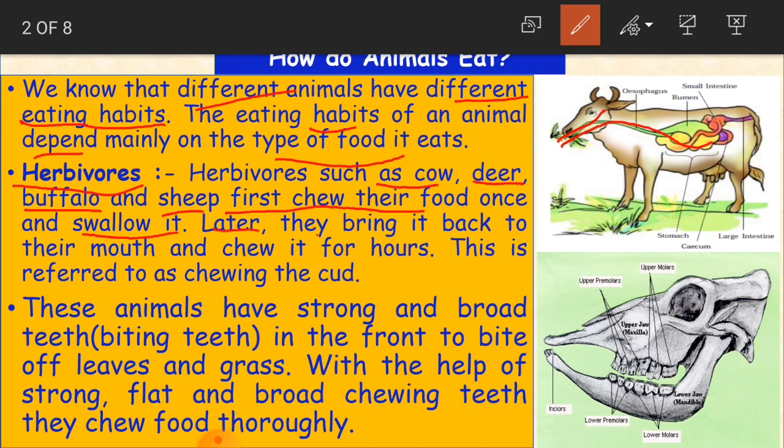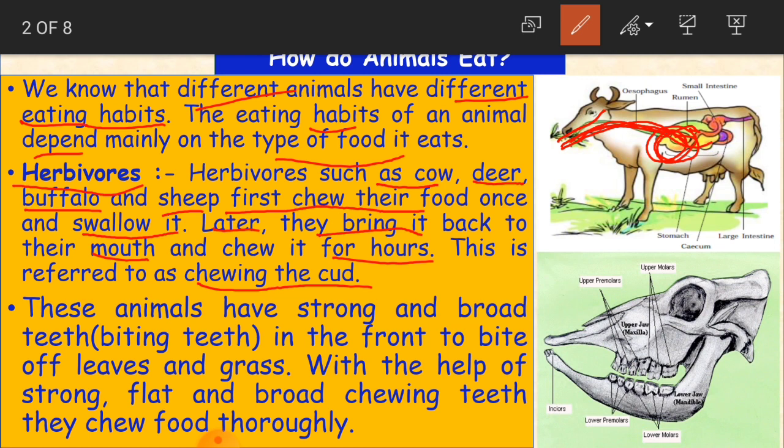Later they bring it back to their mouth and chew it for hours. Whatever food they have swallowed, they store it and bring it back into their mouth. Again they start chewing it for hours. This is referred to as chewing the cud. Especially cow, deer, buffalo and sheep, children, first chew the food and swallow it, and after that they bring the swallowed food back to their mouth and chew it for hours.